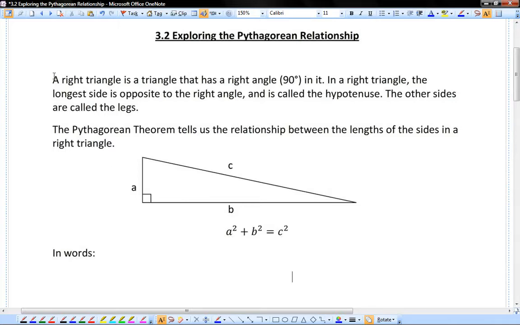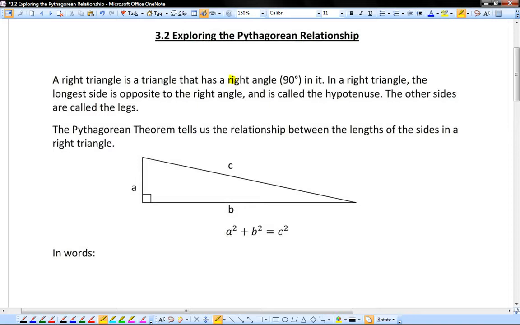So first of all, a right triangle is a triangle that has a right angle, which is a 90-degree angle, in it. In a right triangle, the longest side is opposite to the right angle and is called the hypotenuse. The other sides are called legs. So let's highlight some of these things.